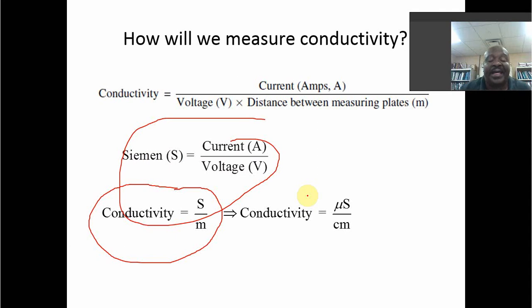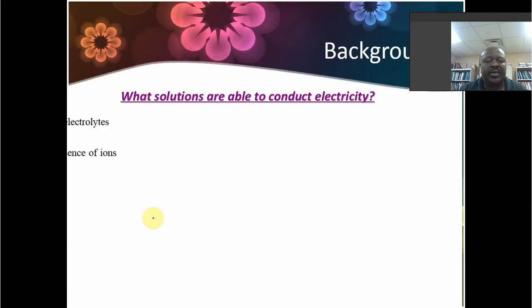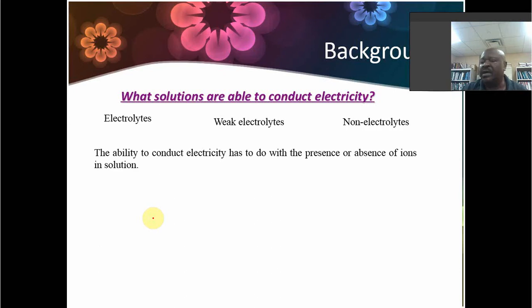Anyway, how about if we go, instead of Siemens per meter, to microsiemens per centimeter? And this happens to be, if you multiply this by 10 to the 4, you get the bigger guy. So, all right, just a review here.